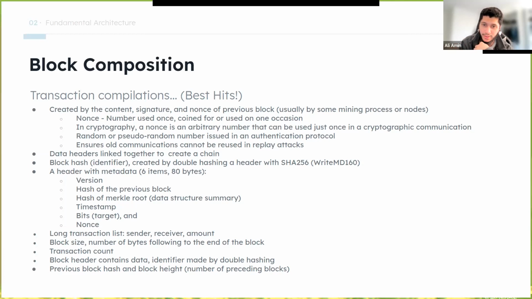And it also has metadata about the size of the block and the number of bytes from the beginning of the block to the end, the count of how many transactions are on it, the previous block hash, and then the block height. Block height means the amount of old blocks by the time you get to this one. So that's how you know your data is up to date: you ping all the nodes that you can, and whoever has the most blocks has the most up-to-date data.